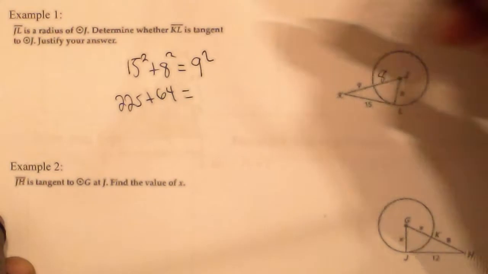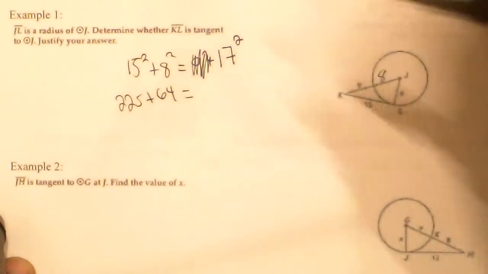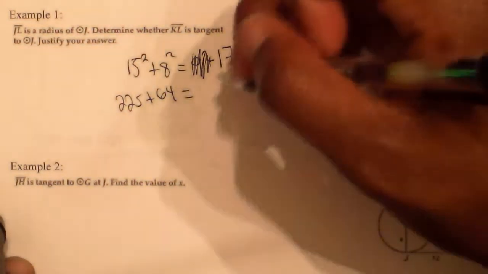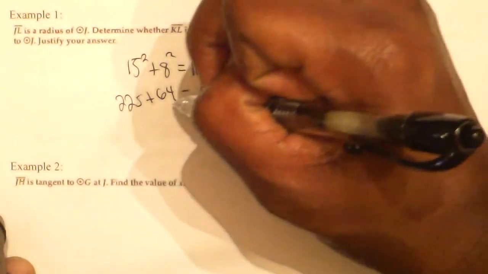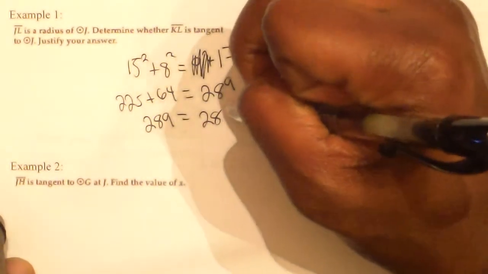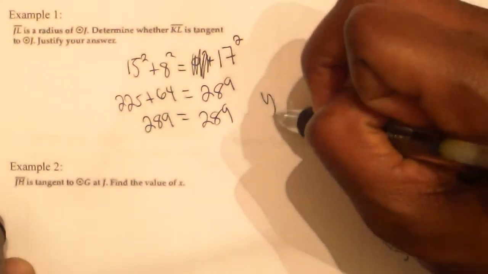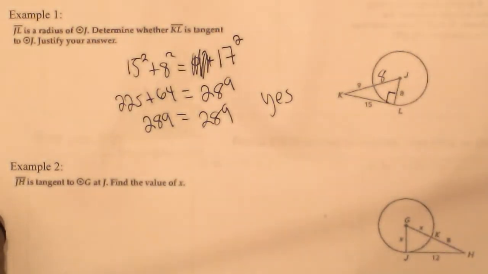Everybody got it? So 9 plus 8 is supposed to be equal to 17 squared. 17 squared is 289. 225 plus 64 is also 289. So is this a right triangle? Yes. That means the radius is perpendicular to that tangent line, so it is justified. Everybody got that? All right, let's look at another example.